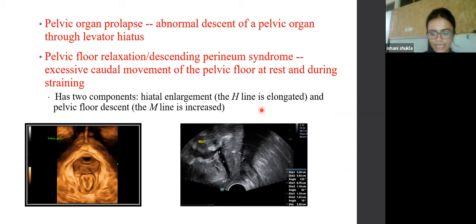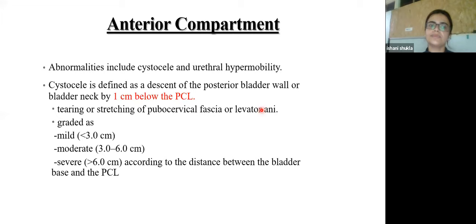Coming to the anterior compartment abnormalities, which include cystocele and urethral hypermobility. Cystocele is defined as a descent of the posterior bladder wall or bladder neck by 1 cm below the pubococcygeal line. It is caused due to tear or stretching of the pubocervical fascia or levator ani. Again, as with the grading we already did, it can be graded into mild, moderate, severe.